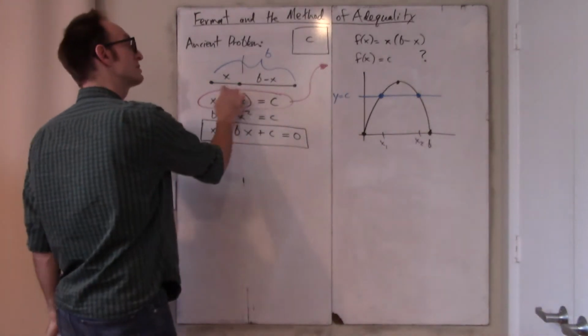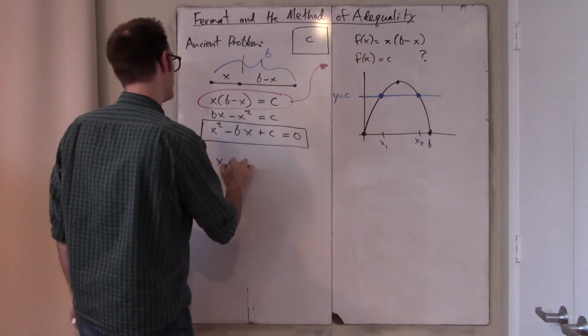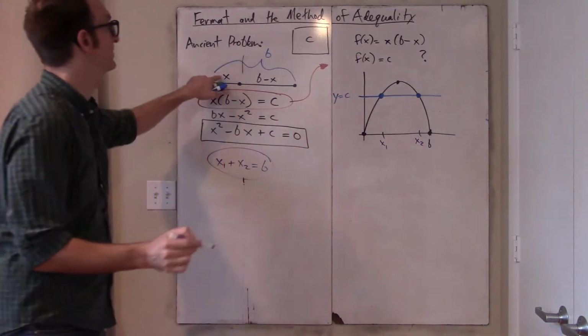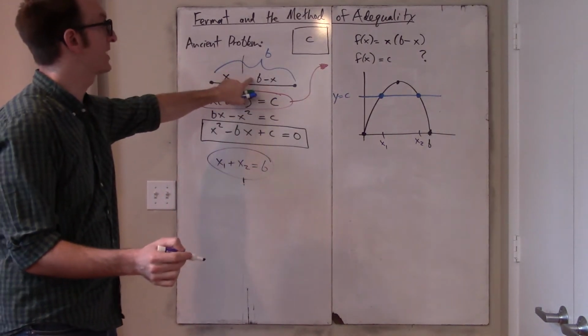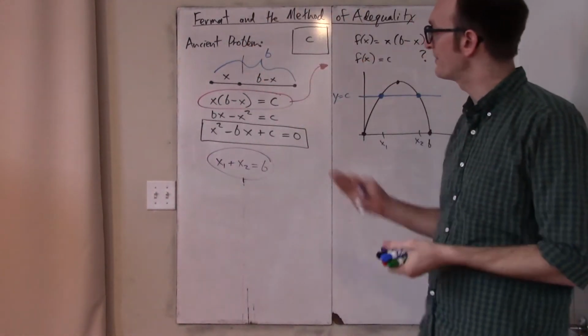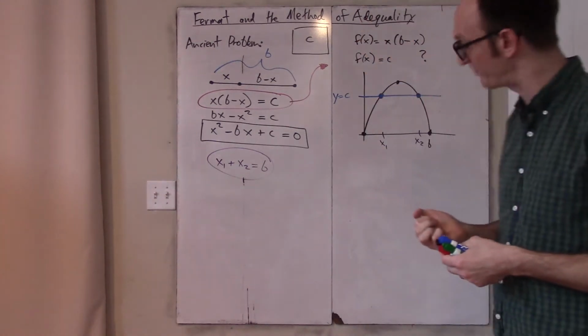So there's an obvious relationship between these two solutions to this geometry problem: x1 plus x2 is just b. Because once you find the piece, then you get the other piece. The product of the two pieces has to be c, and so it doesn't matter which piece you find. The other one is just going to be b minus that. Hopefully that makes sense.